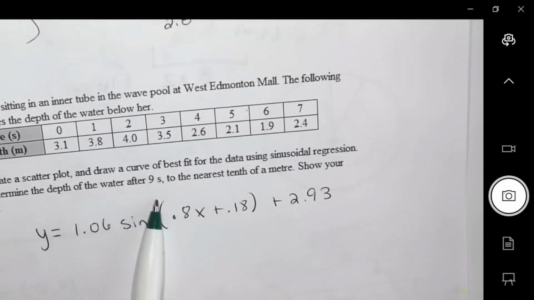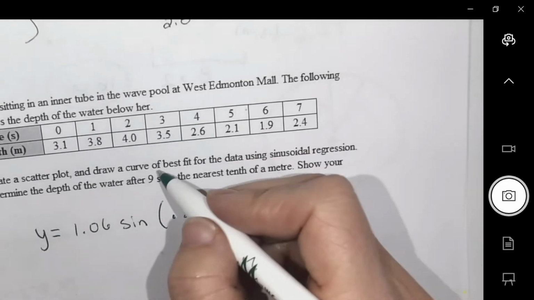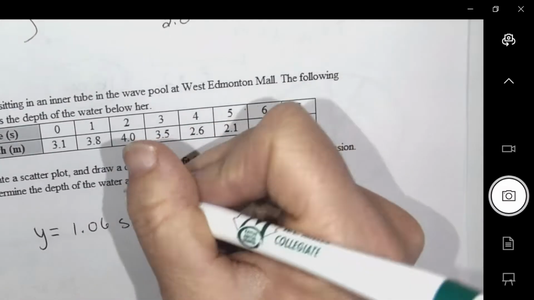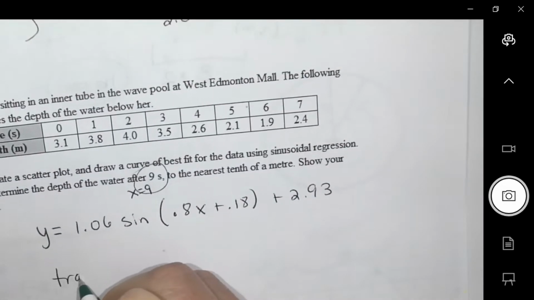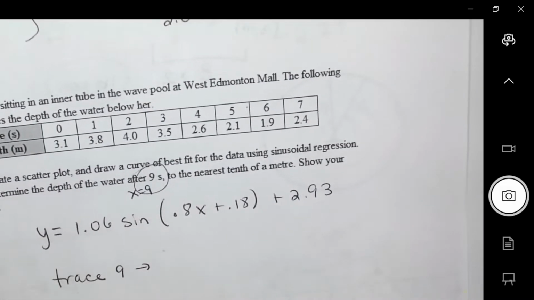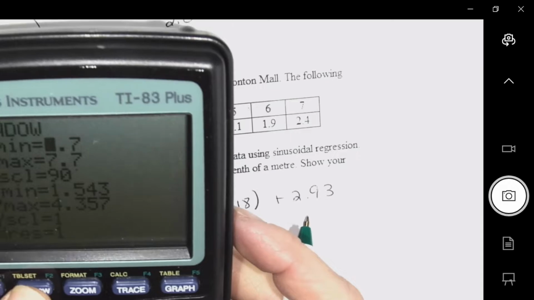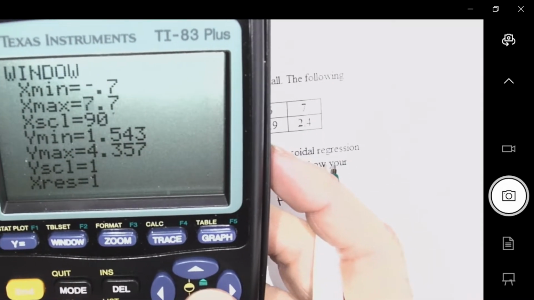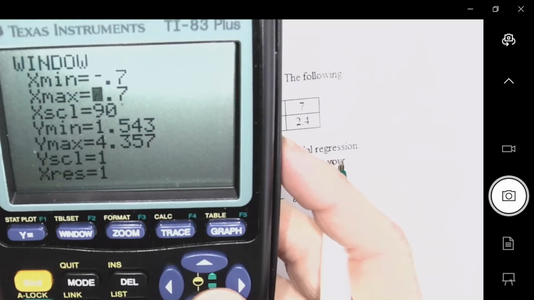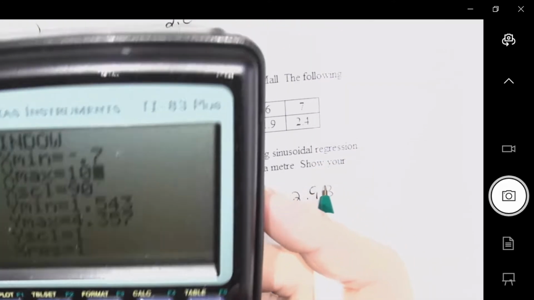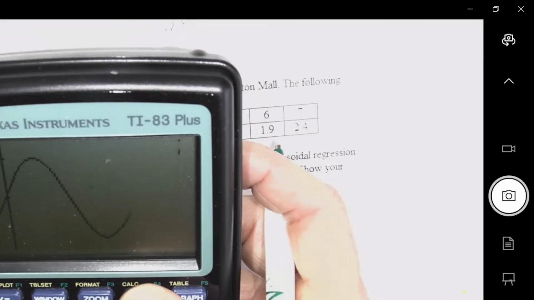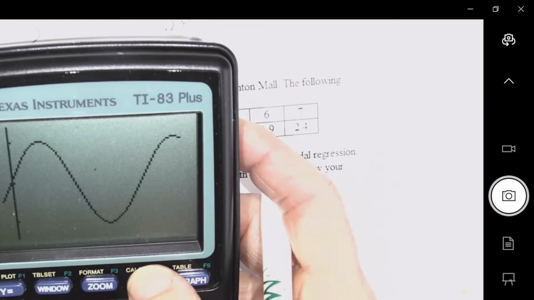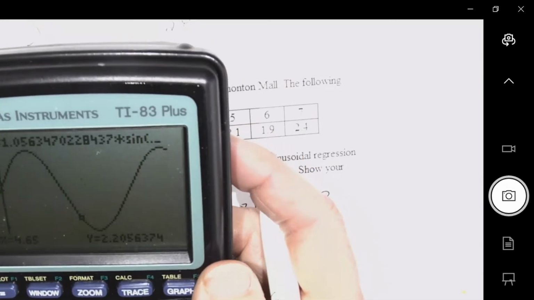Okay, determine the depth of the water after 9 seconds. So 9 seconds is a time, so that's an x. If I know the x, I'm just going to go trace 9. Okay, is my window big enough? Sometimes I have to worry about that. No, my window was only going all the way up to 7.7, so I'm just going to go to 10 so that I can make sure 9 is in my window screen. So trace 9.